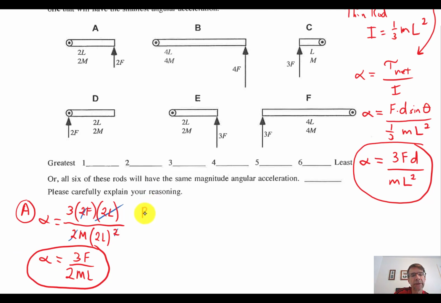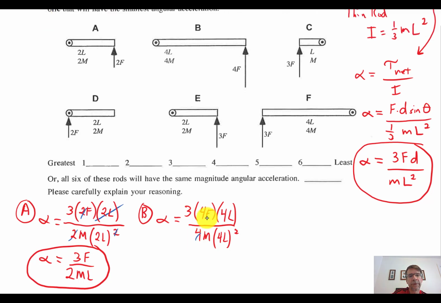I'll do a couple of these. In B, the angular acceleration is once again 3 times the applied force, which is 4F, times the distance from the reference point. The reference point is that pivot point. That is a distance of 4L in this case, divided by the mass of that rod, which is 4M, times the length of the rod squared. The length of this rod is 4L squared.